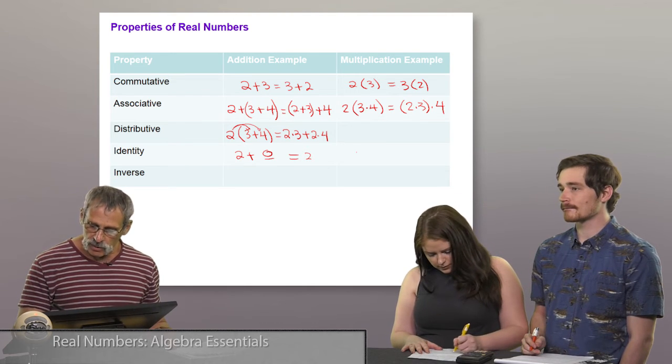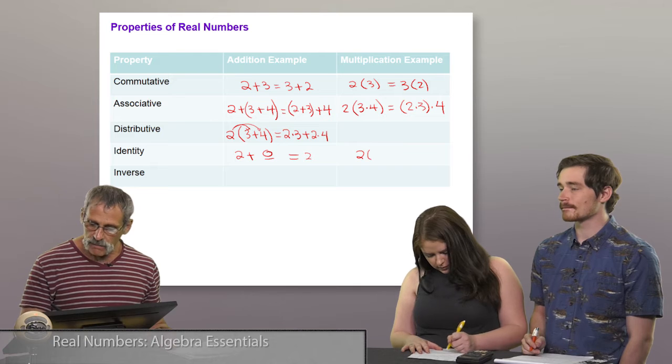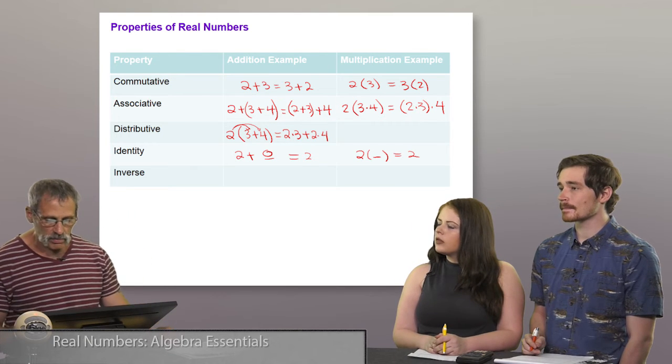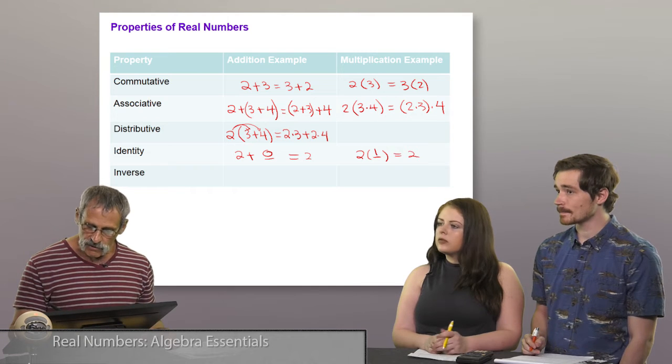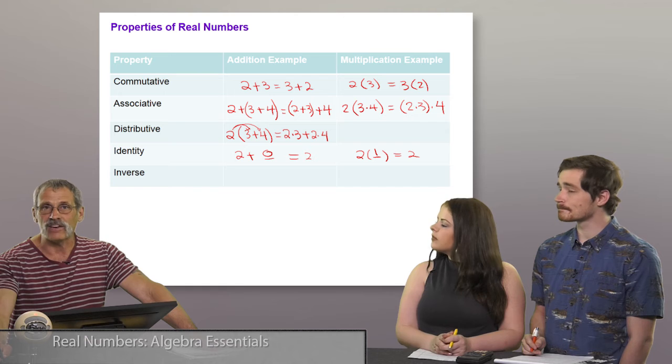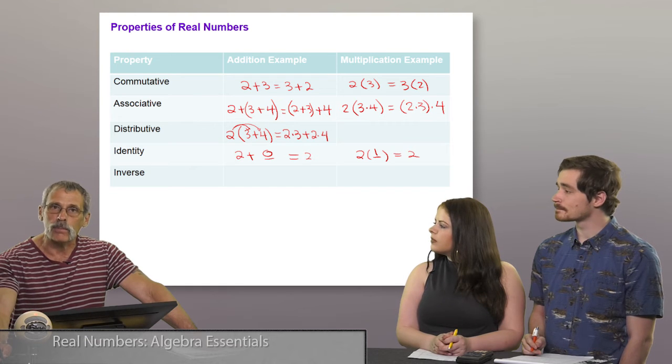Beautiful. Same with multiplication. I would multiply by a number to get me back to that element. 2 times what would be 2? 2 times 1. Very good. So there 1 would be the identity element. 0 the identity element for addition, and 1 the identity element for multiplication.